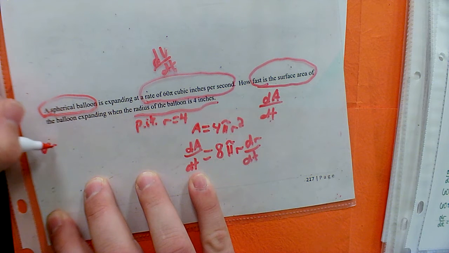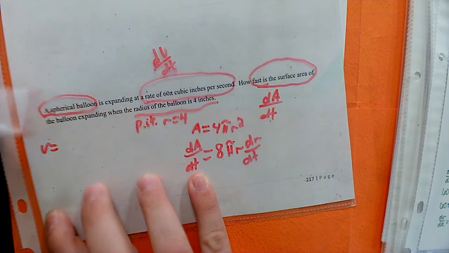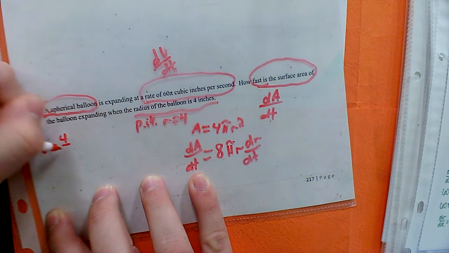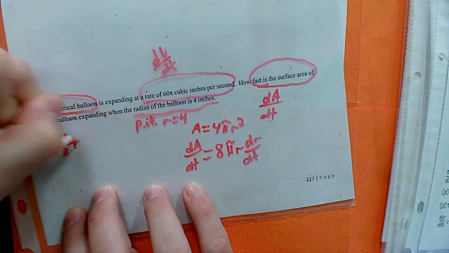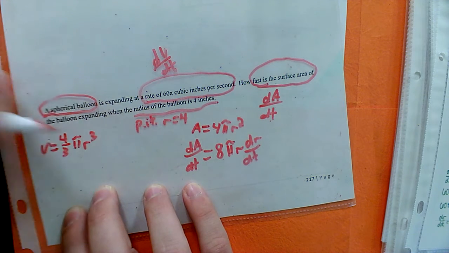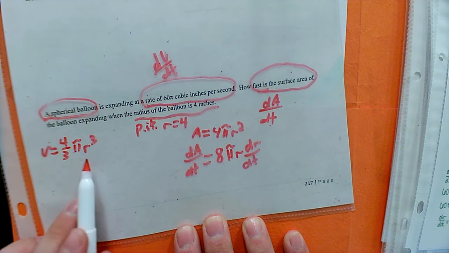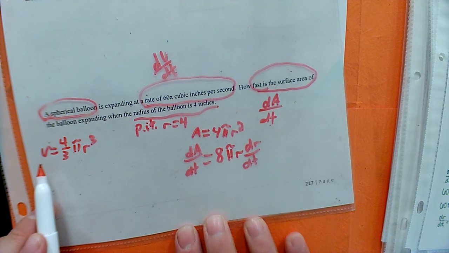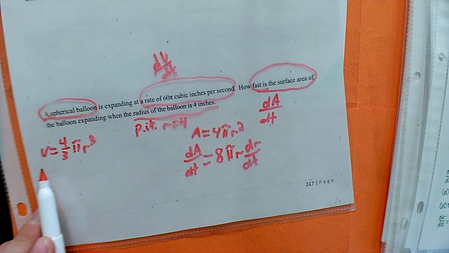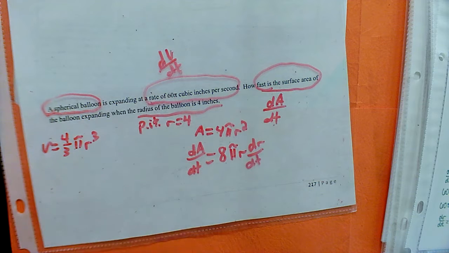I think it's on the front of your sheet. Does anybody have that? 4/3 pi r cubed. Yep, so we need volume equals 4/3 pi r cubed, because now we're dealing with volume and a radius here. Do we know the rate of a volume? Yes. Yeah, we were given that all the way over here.